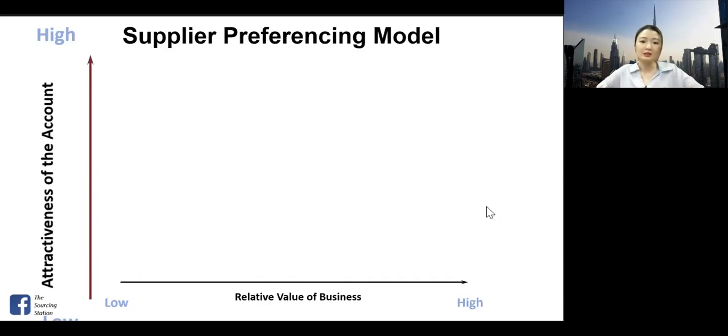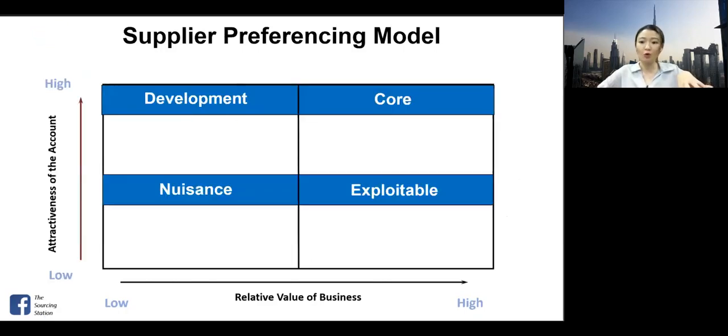Right. Next. So what is this matrix about? It's actually just 4 things. We have nuisance, exploitable, development, and core category. Just 4 categories. So today we will tell you what these categories are about and what we can do about that. Nuisance category simply means your business value is very low.